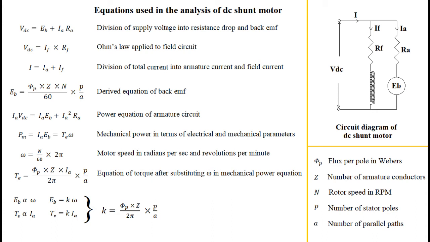If we replace expression N by 60 in right side of back EMF equation, then we get back EMF in terms of omega. So N by 60 is replaced by omega by 2 pi. Now if we replace back EMF in power equation by this new equation, then omega on both sides of power equation cancels out and we get new equation of torque in terms of armature current.